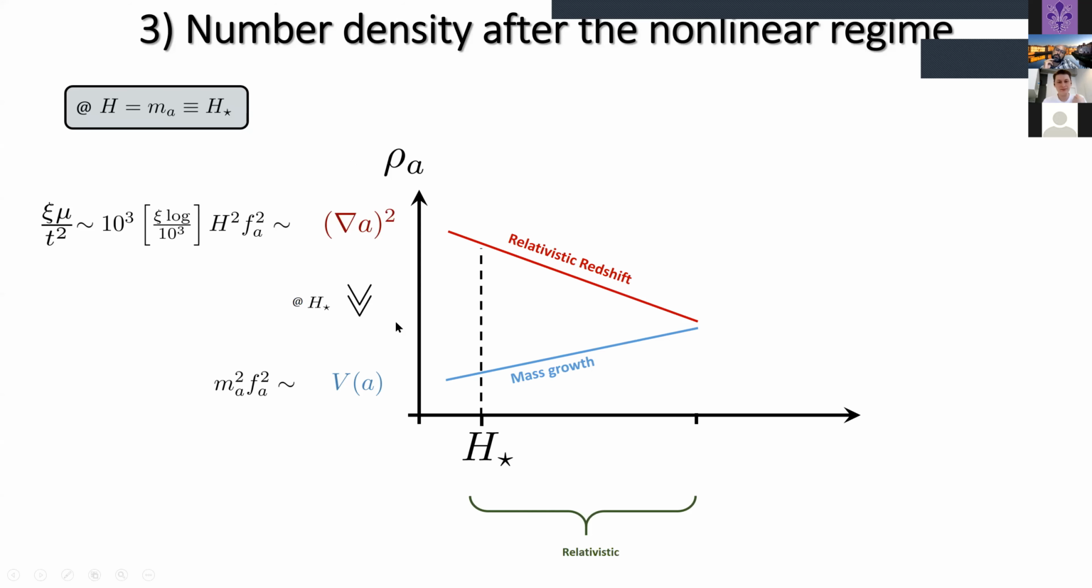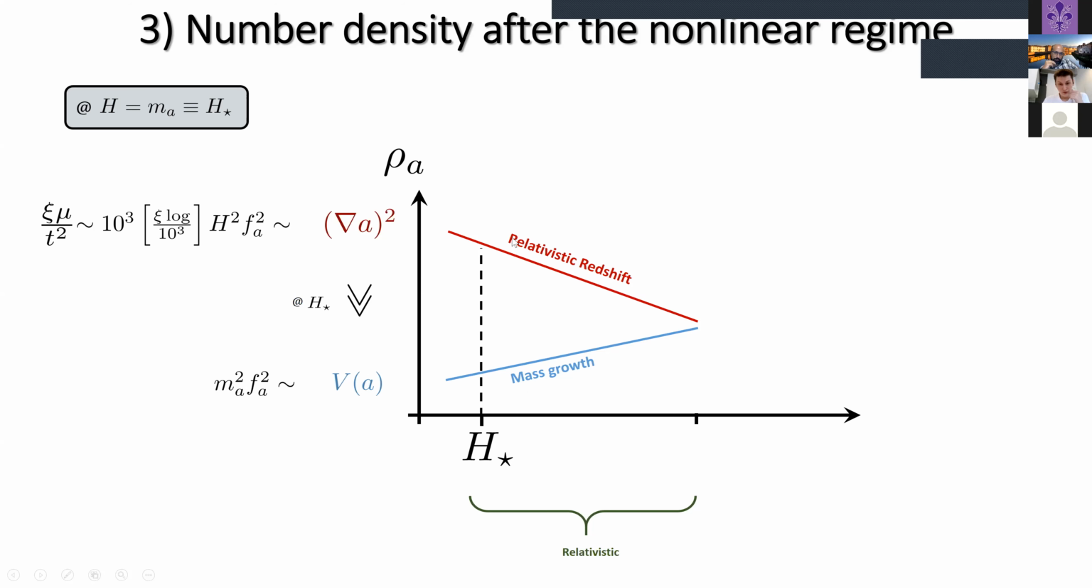So after H star, the field continues to redshift relativistically, and therefore its amplitude will just go down like 1 over the scale factor. So the energy density will just go down with the scale factor to the 4th. In the meantime, the mass grows, and the potential will grow. And this period of relativistic redshift will end at the time when the two are comparable. This dynamics is in contrast to the usual misalignment mechanism, which instead has an axion field in the non-relativistic regime soon after H star.